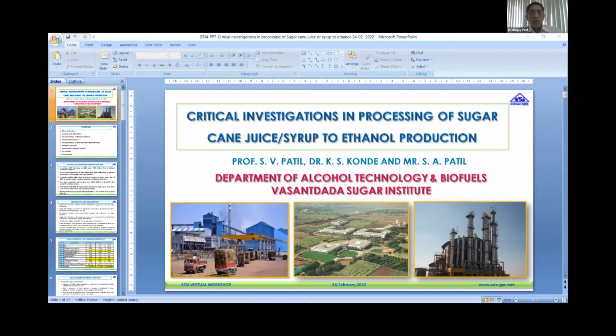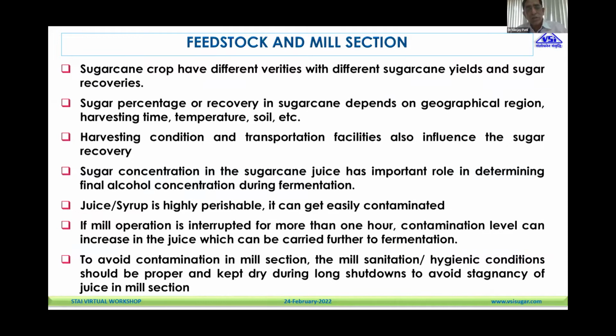Coming to feedstock availability, sugarcane has different varieties and different yields. The sugar percentage or recovery in sugarcane depends on many factors such as geographical region, harvesting time, temperature, soil, etc. So during the season, the sugar in sugarcane varies, and the harvesting condition as well as transportation facilities can also influence sugar recovery. Sugar concentration in the sugarcane juice has a very important role in determining the final alcohol concentration during fermentation.